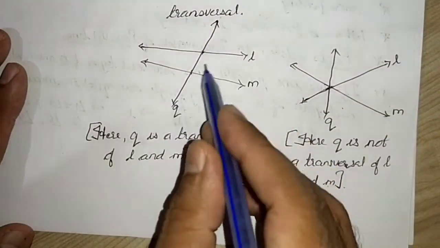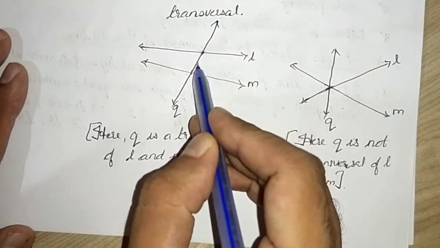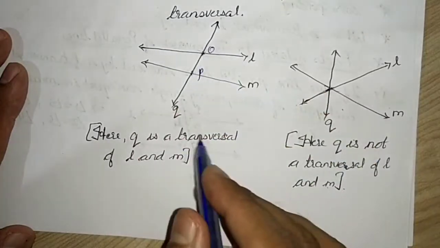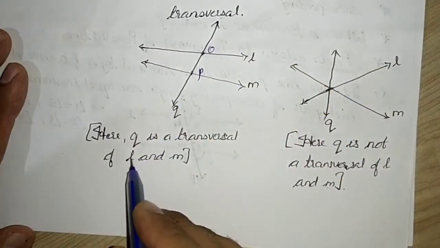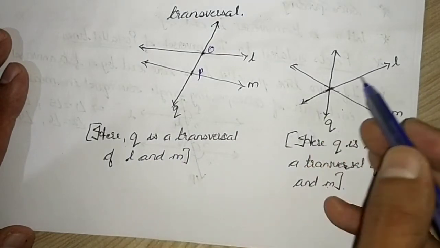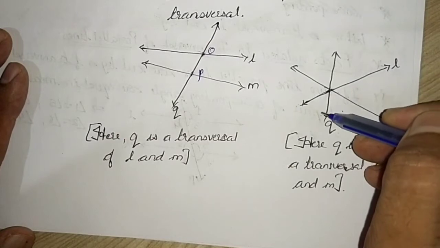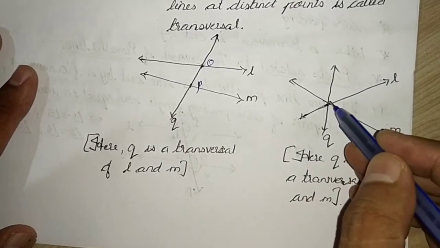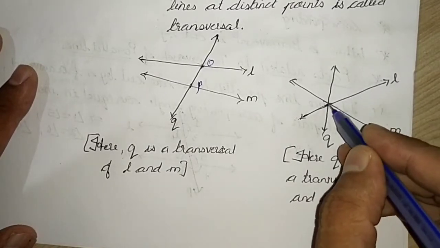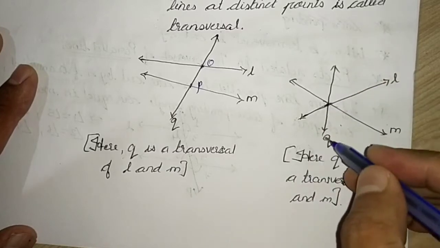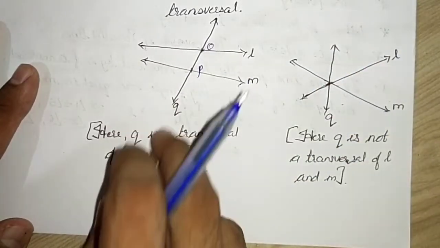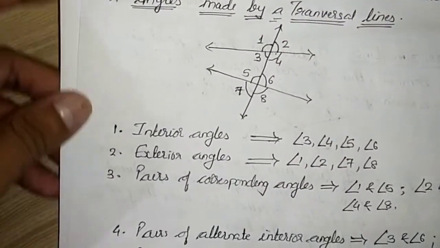Here you can see Q intersects L and M at two different points. If I name them O and P, at P and O, at two different points, that is called a transversal. Here you can see lines L and M are intersected by Q, but here they are not intersected at different points. They are intersected only at one point. So this line Q is not a transversal. Here it is not a transversal and here it is a transversal. Now moving to the next definition.